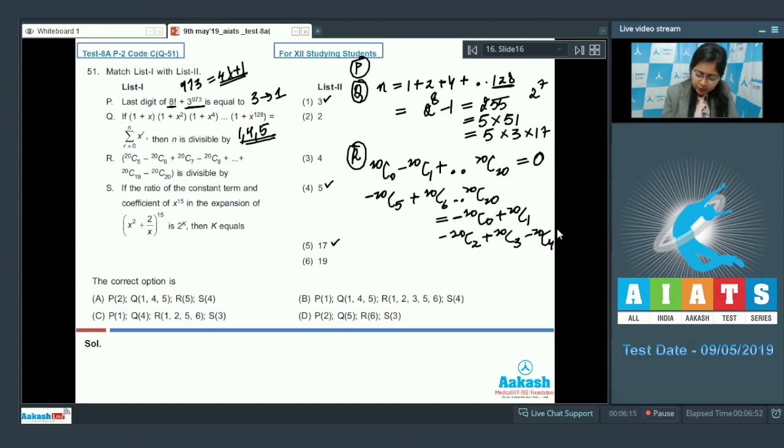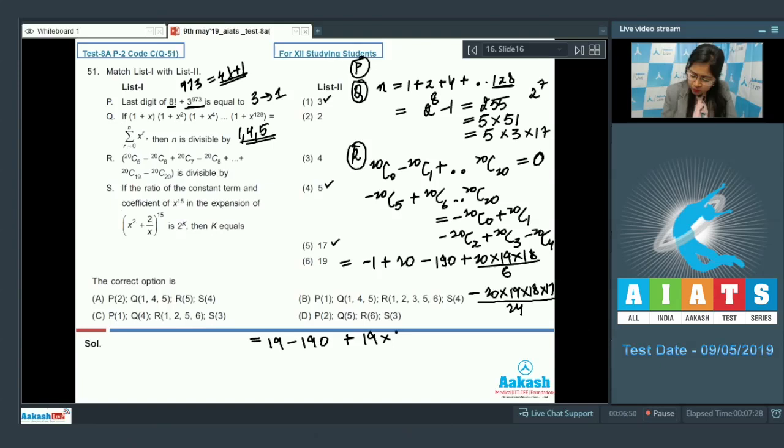So we have to find its value. Now this will be equal to minus 1 plus 20 minus 20 into 19 upon 2, that is 190, plus 20C3, that is 20 into 19 into 18 divided by 3 factorial, that is 6, minus 20C4, that is 20 into 19 into 18 into 17 divided by 4 factorial, that is 24. So this is equal to 19 minus 190 plus 19 into 60 minus, cancelling by 4 we will get 5 and here 6. So here we will get 3. So this is equal to 15 into 19 into 17.